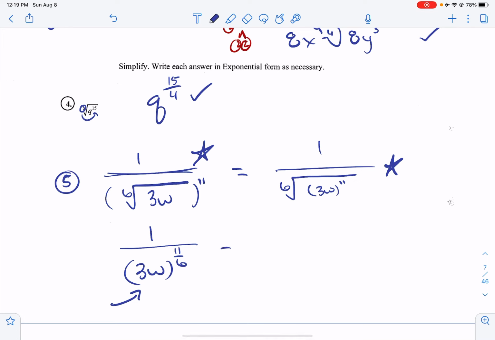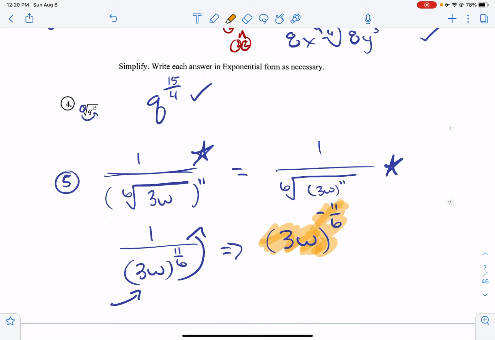So it might want you to rewrite it as 3w. And if you remember to change that 11/6, to move that to the top, all you have to do is make it a negative 11/6. And now it's on the top of the fraction instead of the bottom of the fraction. And I have a feeling sometimes that might be what the answer key wants. It might want it written in that form. I will accept either way, but it might want it written in a specific form.